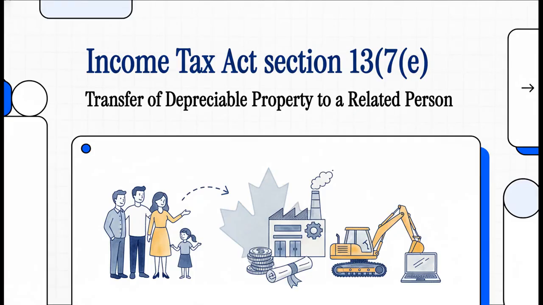Our main focus is going to be a specific section of the Income Tax Act, 137E. Now, don't let the technical name scare you. Really, all it is is a rulebook that lays out how to handle these family transactions to make sure everything is fair from a tax perspective. By the time we're done with this explainer, you'll have a really solid grasp of how this all works.